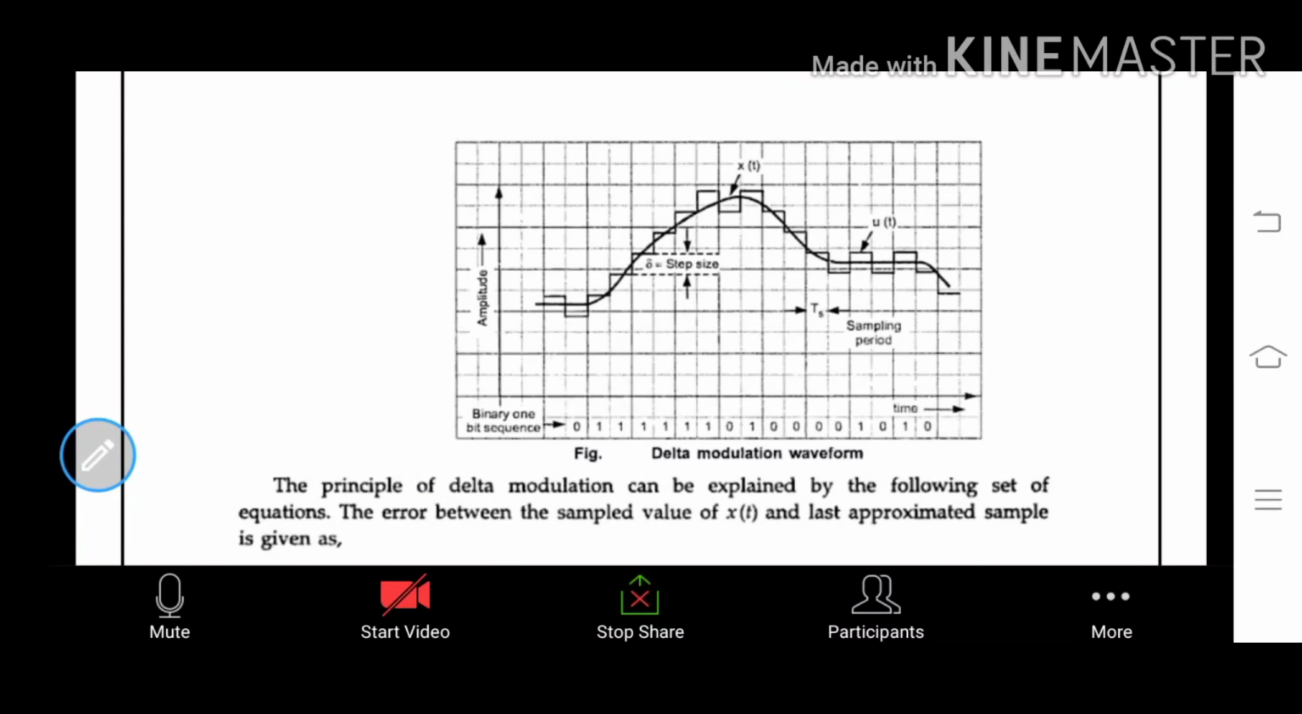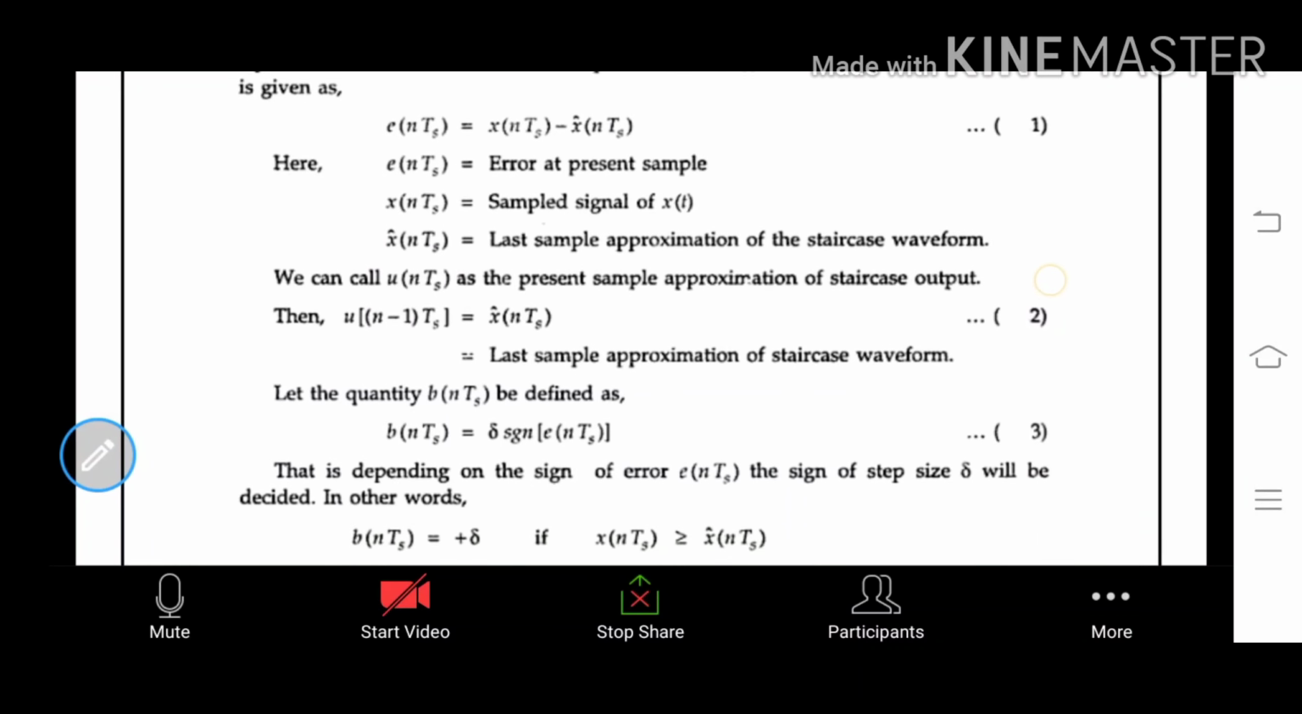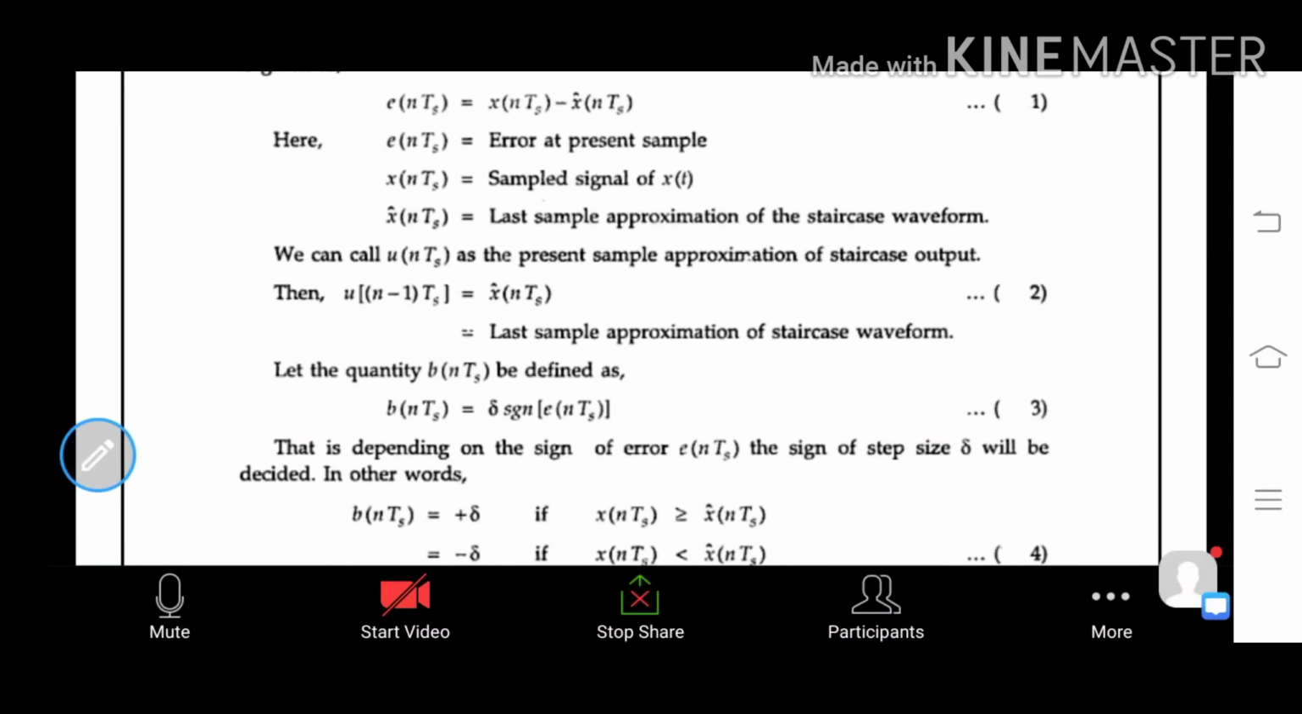Here the principles of delta modulation can be explained by the following set of equations. Here you can observe the equation of delta modulation, to find the error between the present sample and the sample signals of x of t. The last samples approximate the staircase waveform. The relation of each equation can easily be mentioned as the error. So we simply find that error in the input equation.